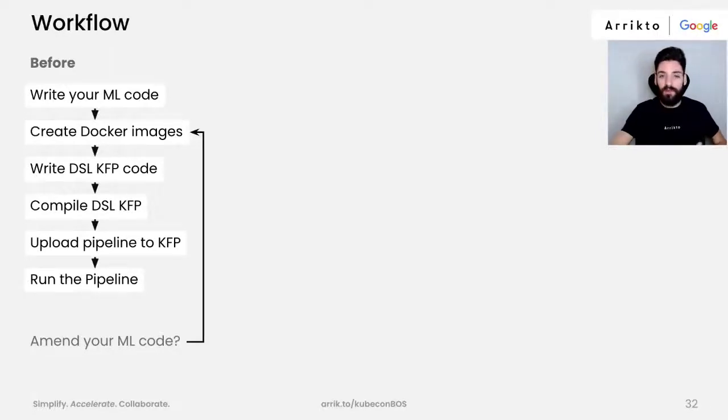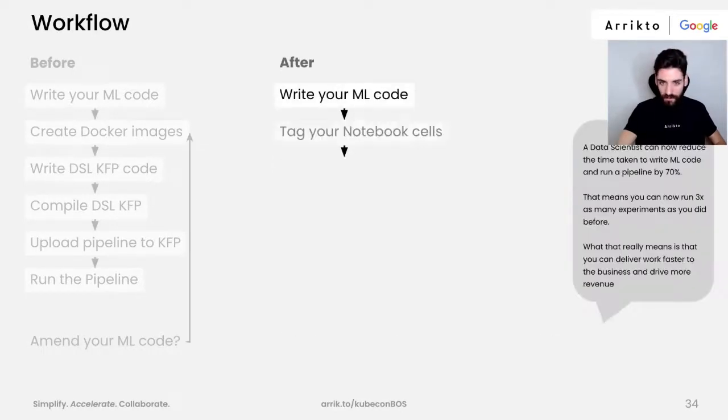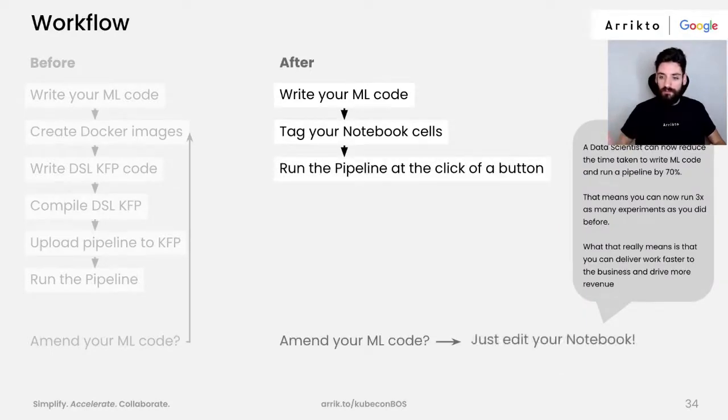But now with Kale and Rok, this workflow gets dramatically simplified because you just need to develop on your notebook, tag your notebook cells with a very simple UI that you'll see later, and then run the pipeline with the click of a button without any Docker image building. And you can imagine how this workflow dramatically improves your speed to production and iteration.